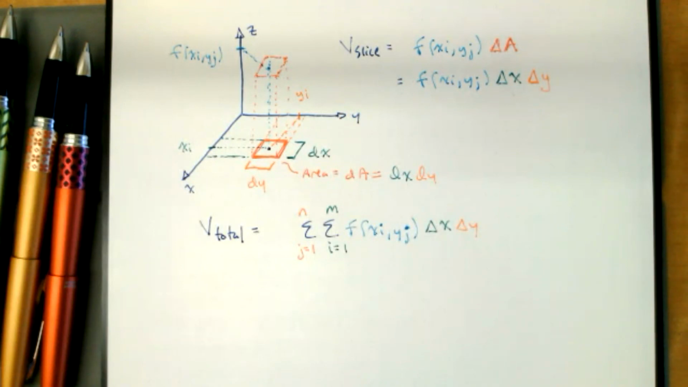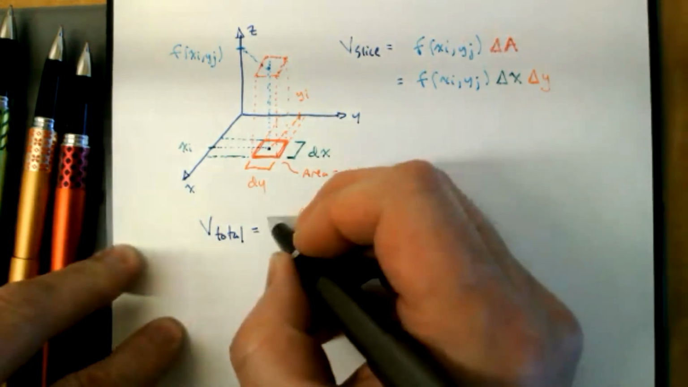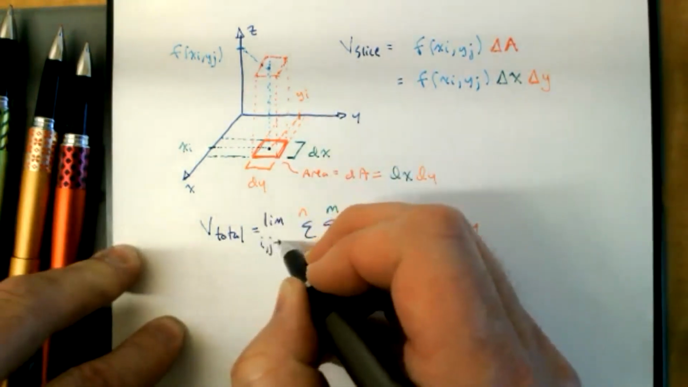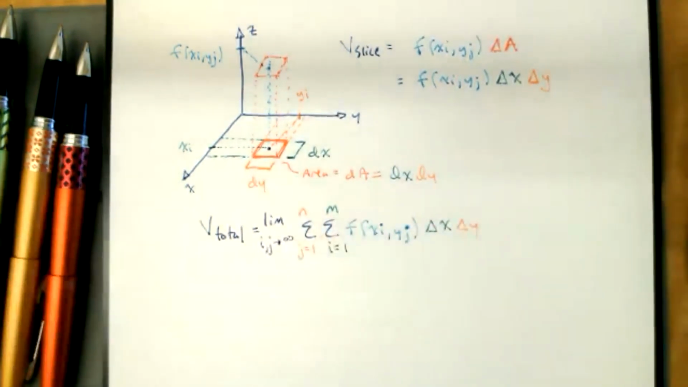Then all we have to do is do the same thing that we did when we had functions of one variable. Our double Riemann sum will become a double integral. An integral for the x's and an integral for the y's. We get there by taking the limit as i and j go to infinity. That's how we make our discrete sum into a continuous sum. We make the delta x, delta y infinitely small.